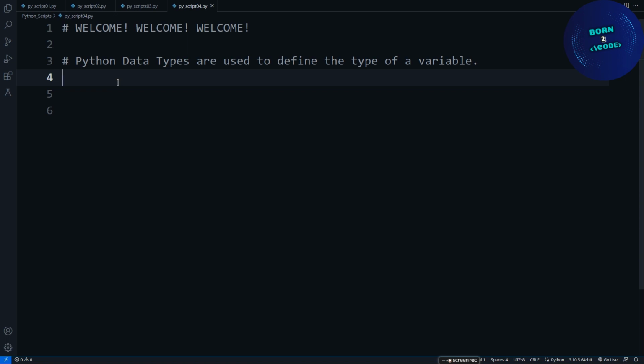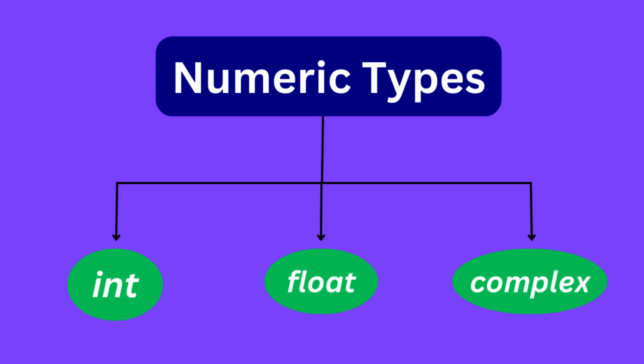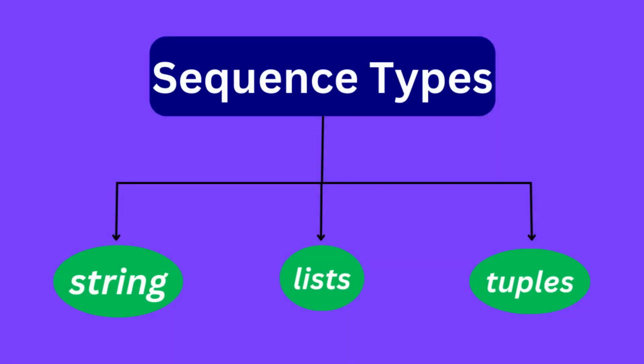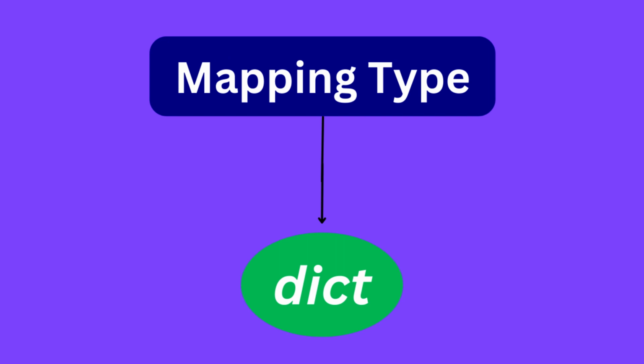Here are the main data types in Python. In numeric types: integer numbers, floating point numbers, and complex numbers. Next is sequence types. In sequence types, there are 3 data types: strings, list, and tuple. Next is mapping type. There is only one data type in mapping, and that is dictionary data type.